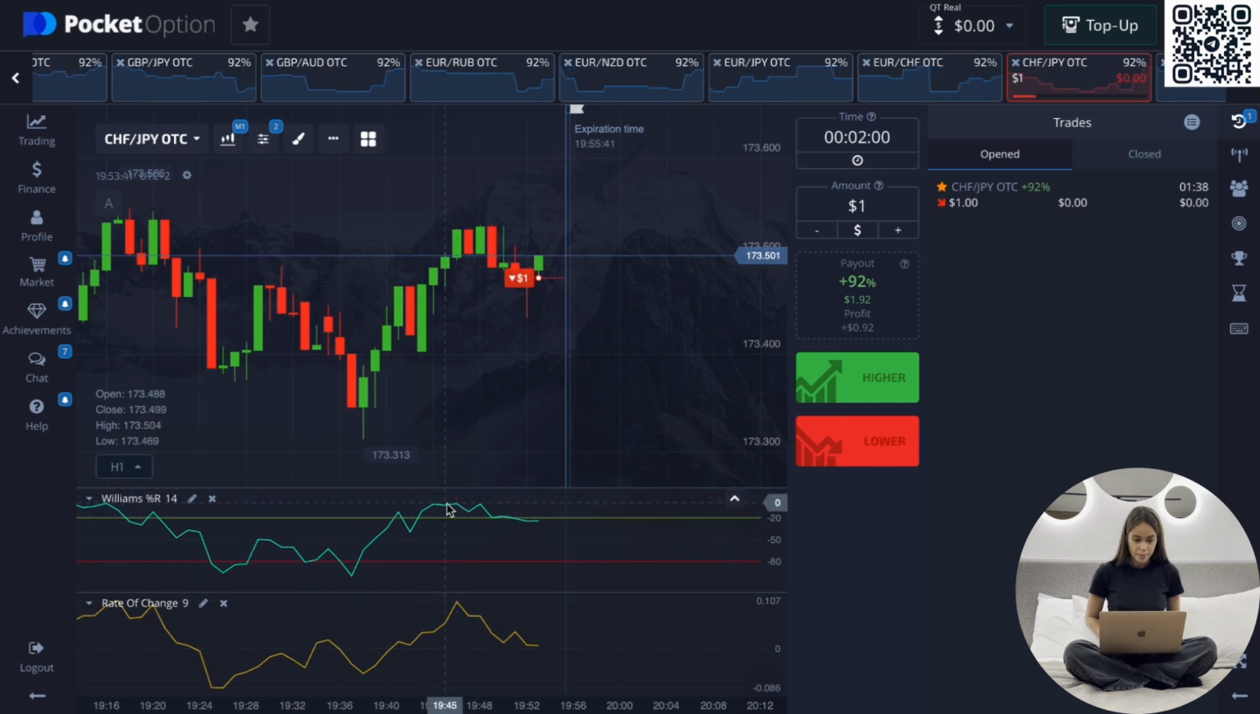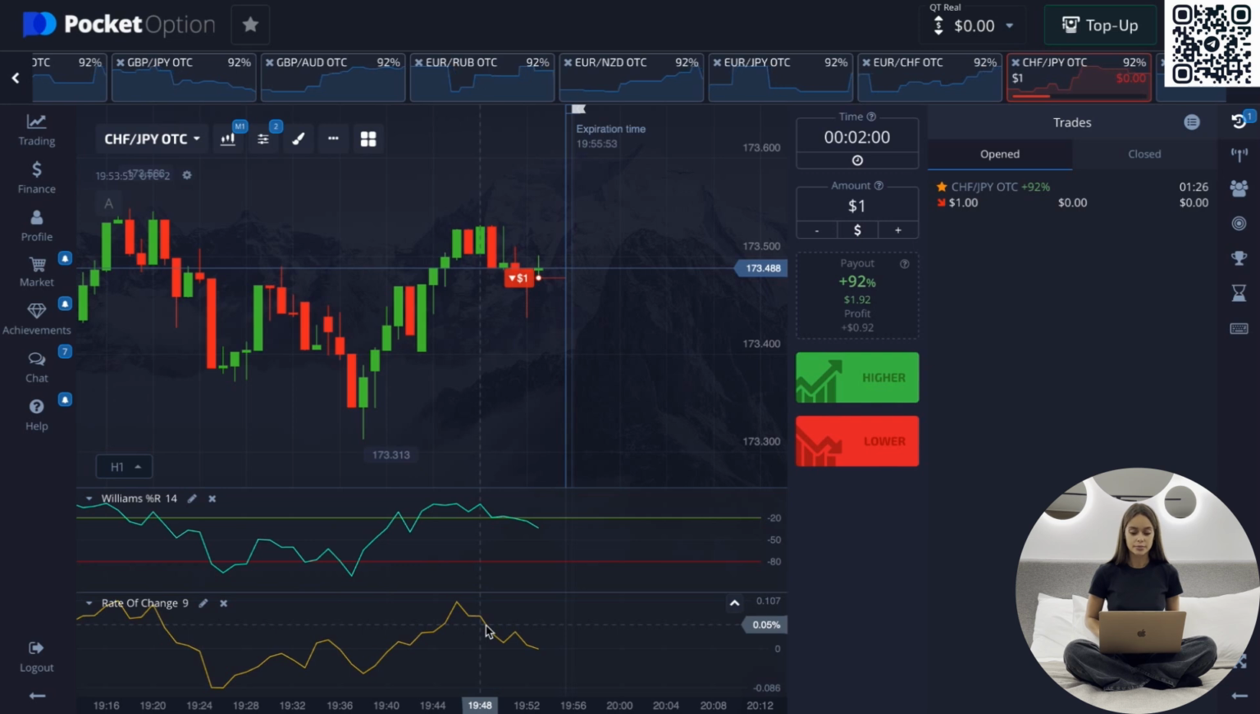After that, I paid attention to the Rate of Change indicator. At the same time, on the Rate of Change indicator, the indicator line was above the 0.05% level. After that, I saw the intersection of the Rate of Change indicator line with the zero line from top to bottom and opened a downward trade for 2 minutes. Now we are waiting for the end of this transaction.